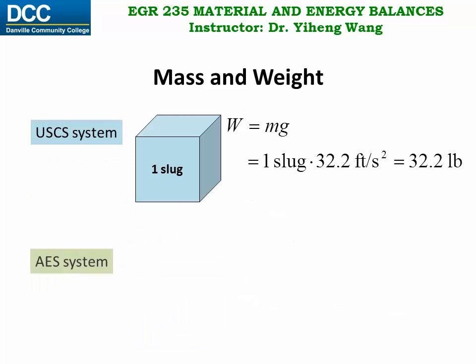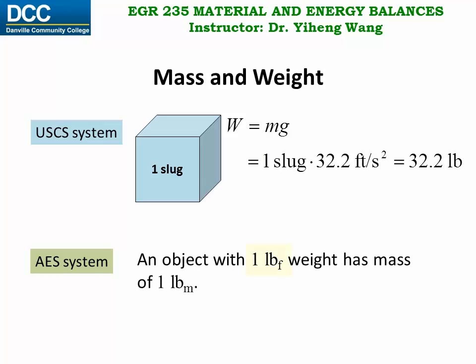However, according to the American engineering system, AES, if an object has a weight of 1 pound force, then it must have a mass of 1 pound mass. Therefore, in the previous example, for an object with a mass of 1 slug, we calculated that its weight is 32.2 pound, which is the same as 32.2 pound force. That means that the mass of this object must be 32.2 pound mass. And that is the relation between the two units, slug and pound mass.